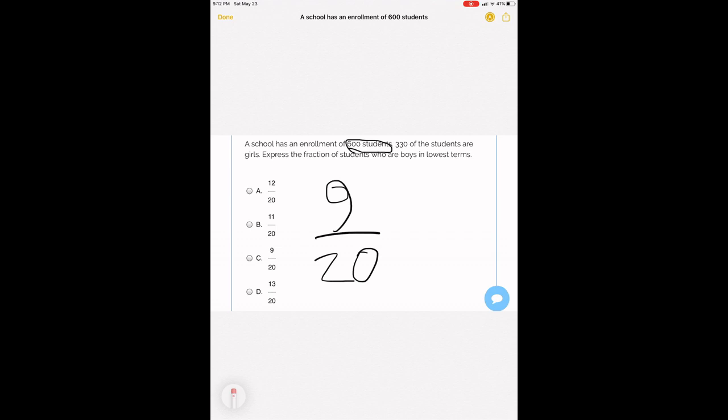Okay, the boys expressed as a fraction of the school students. So we see if there is a choice for us, and we see that A is 12 over 20, so that's not the answer for sure. And then B is 11, sorry guys, 11 over 20 is B. And then next is 9 over 20. Oh, 9 over 20 is the answer. Okay guys, we just got the answer for this last question.